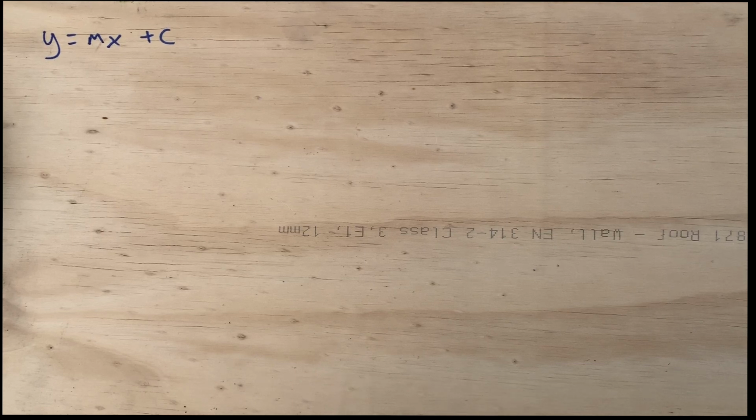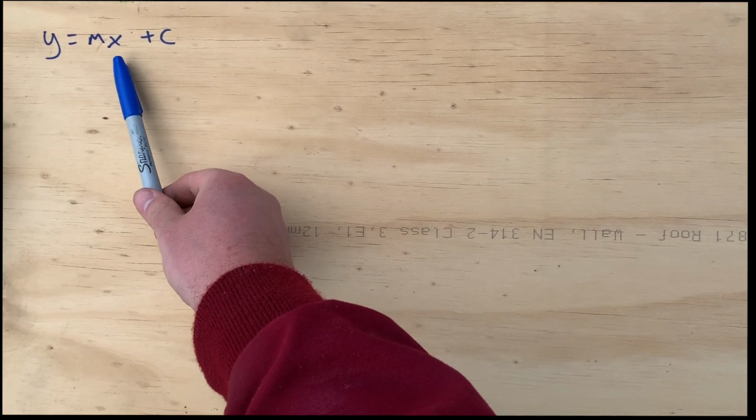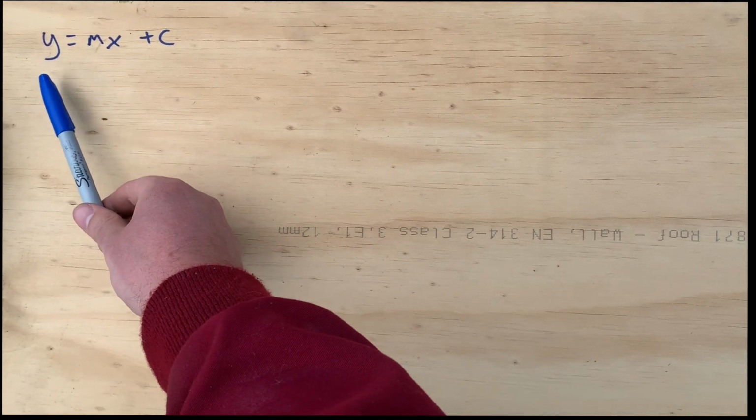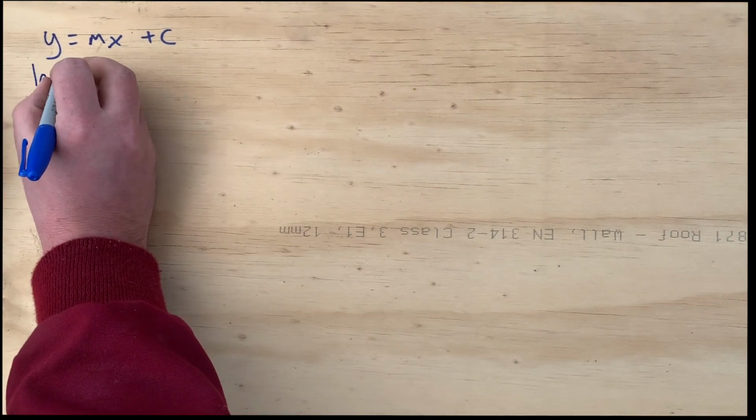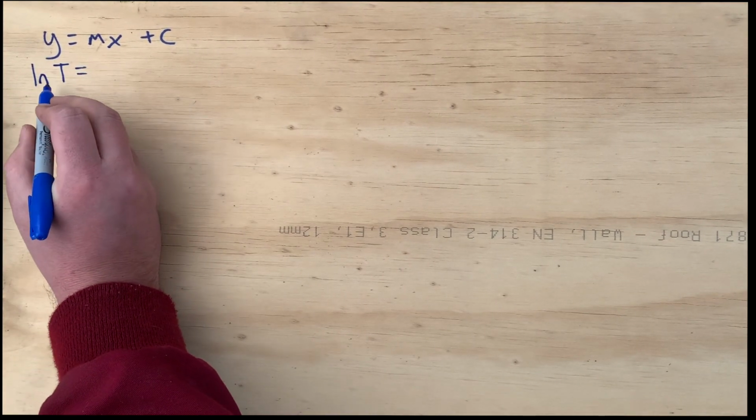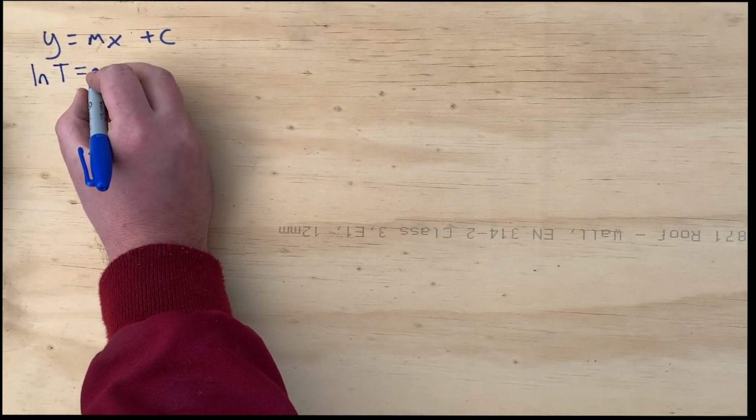Hopefully you've managed to get it into the form of y equals mx plus c. Normally, and we're going to do the same this time, you have the thing that you're changing on the x-axis, the thing that you're measuring on the y-axis. So we measure the time period, so we're going to have the natural log of T on the y-axis. I'm not doing the modulus lines for natural logs because I think it's clearer on the video.